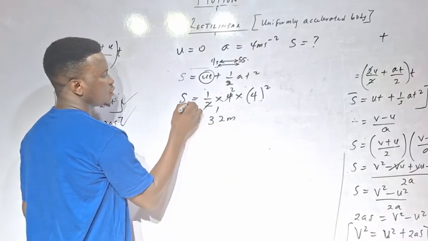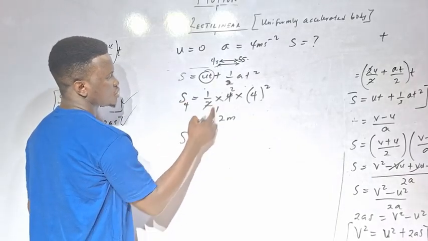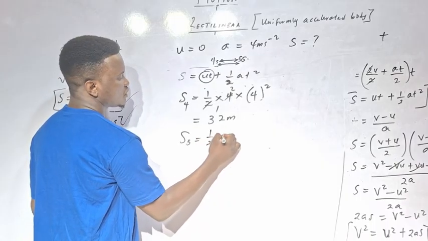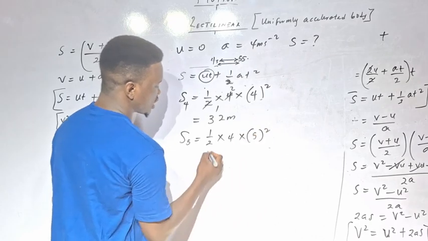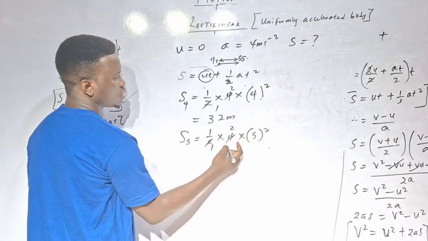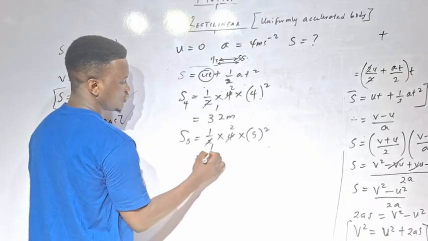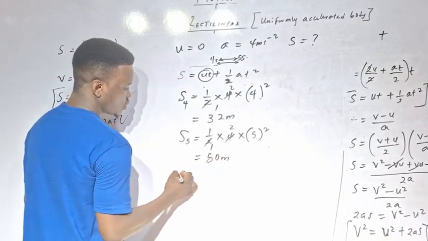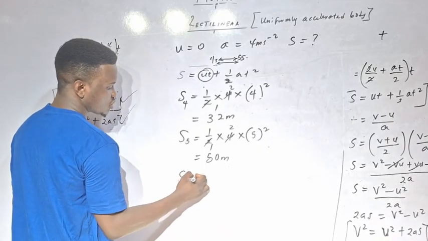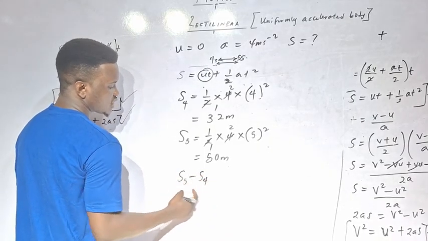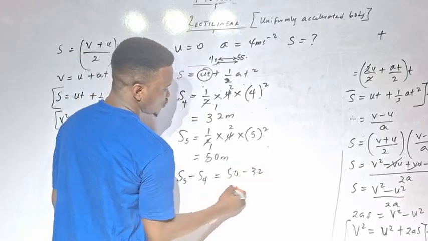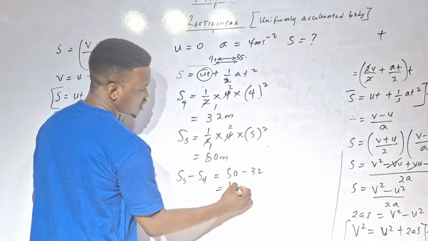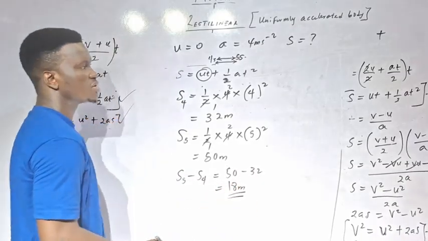Then when the time is now 5 seconds, that's also half at squared. That's going to be half times a, 4, times 5 all squared. So I can say 2 here 1, 2 here 2. 5 squared, that's going to be 50 meters. So between time 4 seconds and 5 seconds, that's going to be 50 minus 32. And 50 minus 32 is going to be 18 meters. So the answer is 18 meters.